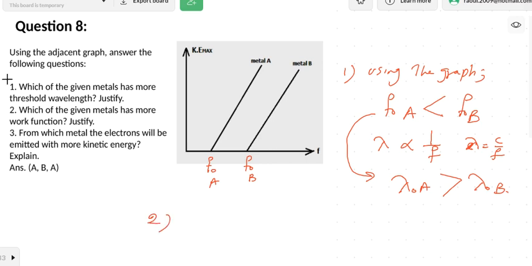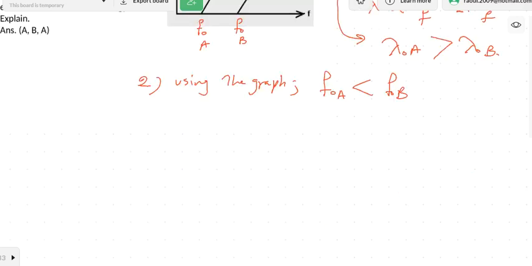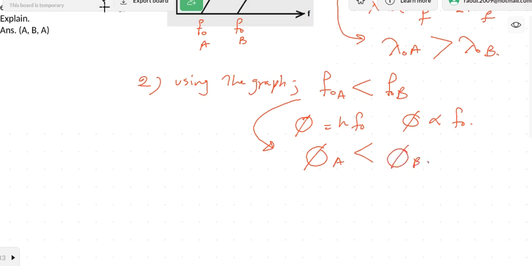Part number 2, which of the given metals has more work function? Here we follow the same idea, using the information in the graph, because both of them depend on f threshold. F threshold of A is less than f threshold of B. We know that the work function is equal to h f threshold, which means the work function is directly proportional to f threshold. Therefore, the work function of metal A is less than the work function of metal B. Same as the previous part.